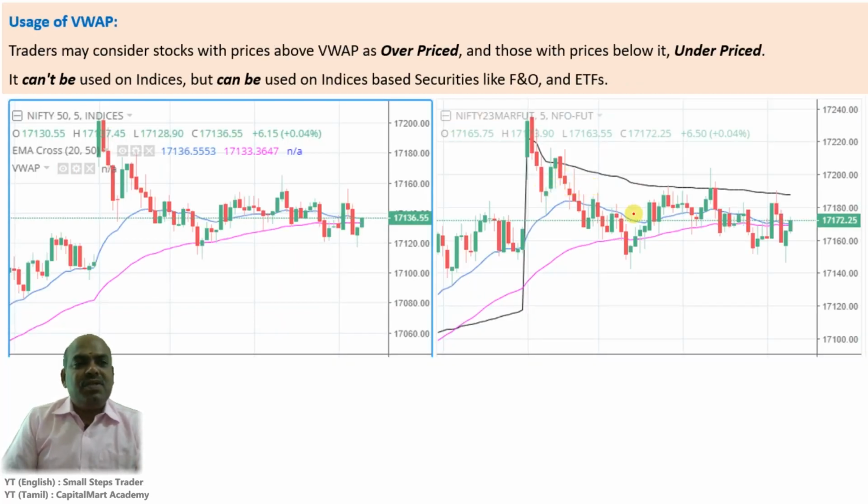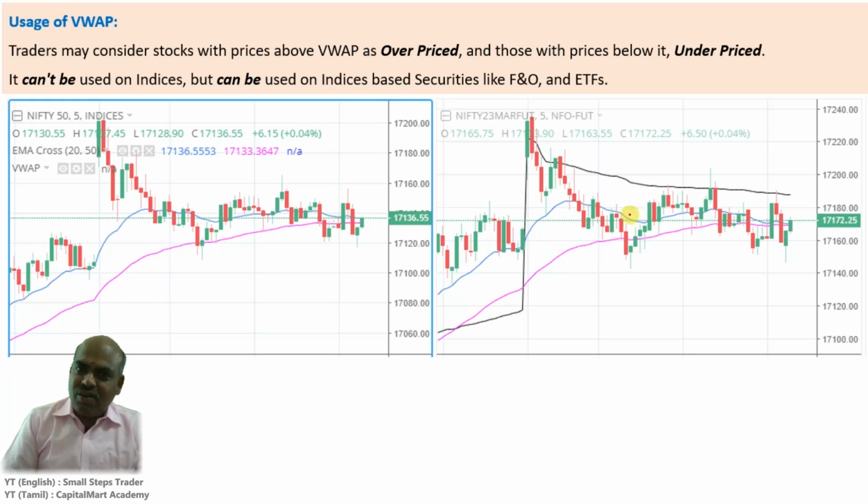So, what is the usage of this VWAP? It is used to determine on intraday whether the traded price is a fair price, or overpriced or underpriced. So, that is the main purpose of this indicator.